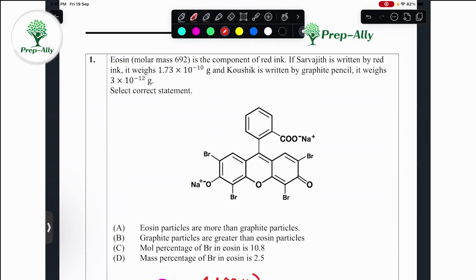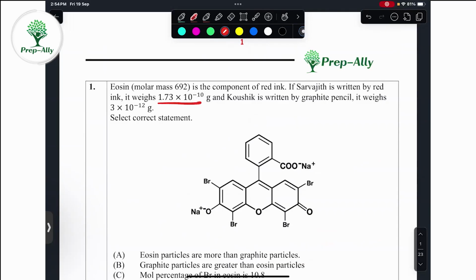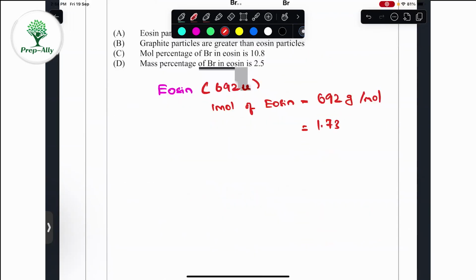so they are given this compound is a component of a red ink. If Sarvajit writes with red ink, it weighs this much gram. So I know 1 mole of eosin will have the weight of this, and they are given the weight of eosin as 1.73 into 10 power minus 10 gram.